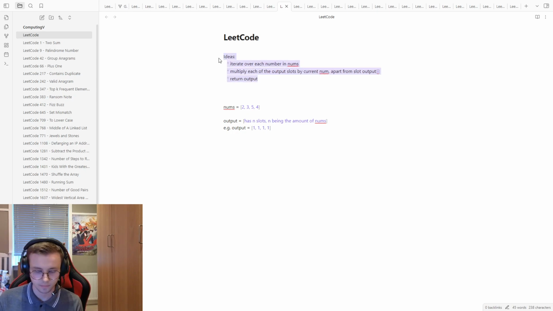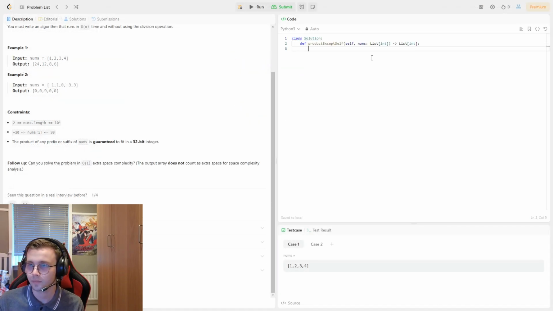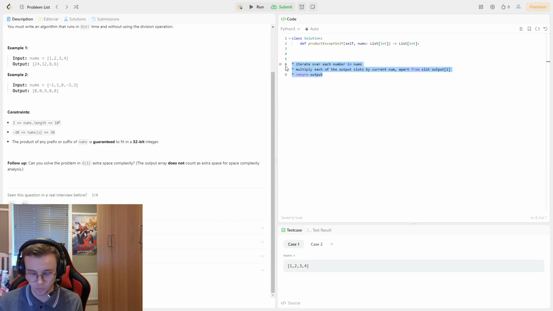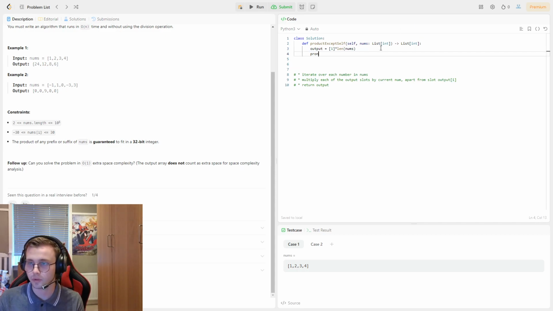So let's try this. Going to switch over to here. What I usually do is copy and paste my notes in and comment them out. So, iterate over each number and, well, we need an output first. Output is equal to 1 times the length of nums. Okay, I'm just going to print output to make sure I've done this right.